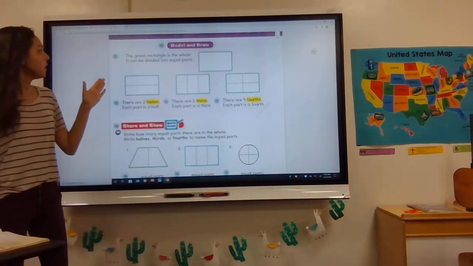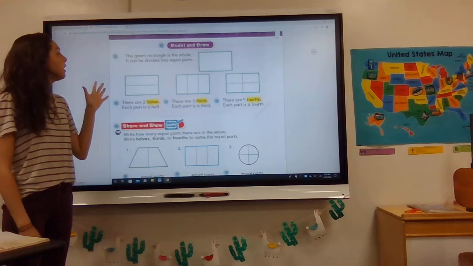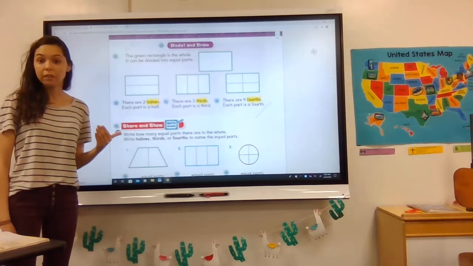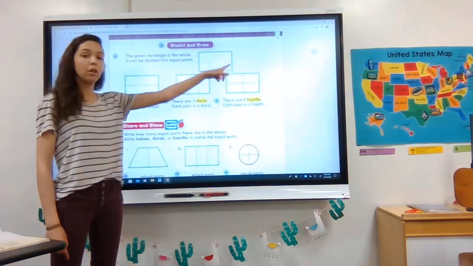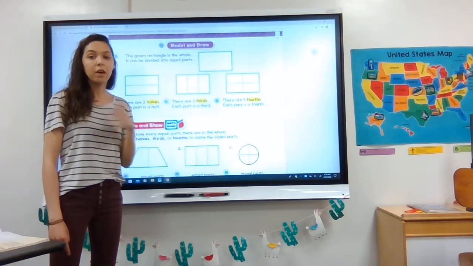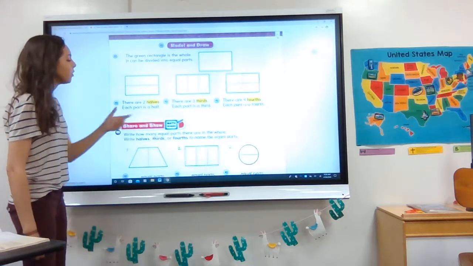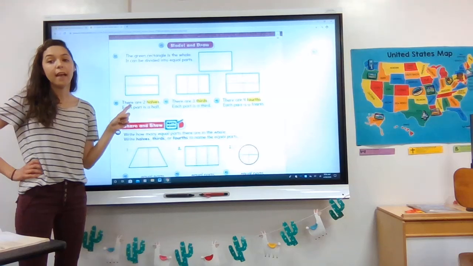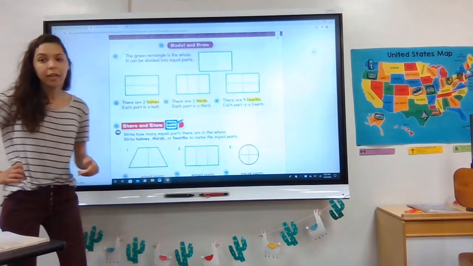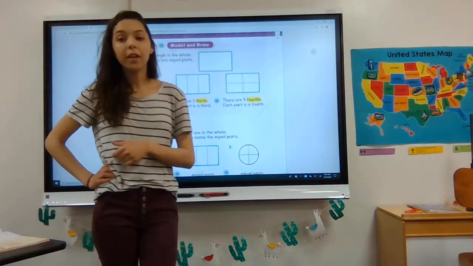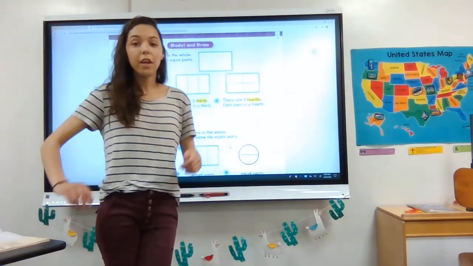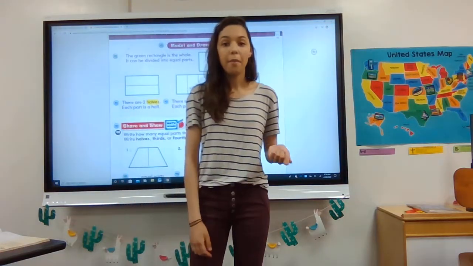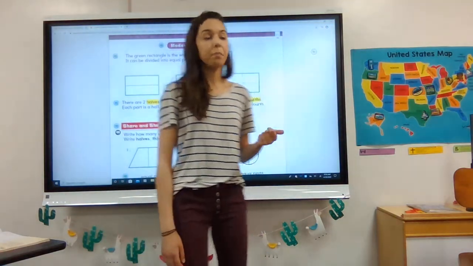All right, so if I look at this purple box, it says the green rectangle is the whole. It can be divided into equal parts, all right? So if I'm looking at this rectangle, that's my whole. I just now need to divide it. So if I look at the first one, it says there are 2 halves. Each part is a half. We use that word all the time, right? If you say, oh, can I have half of that? Or can you split half of that cookie with me, right? You know that you would just break it into 2 parts and give half of that over, right?